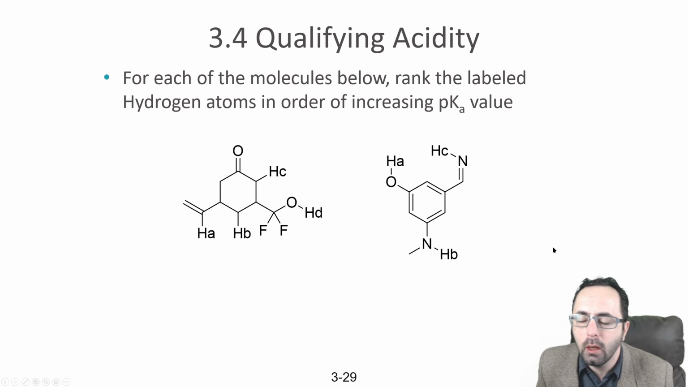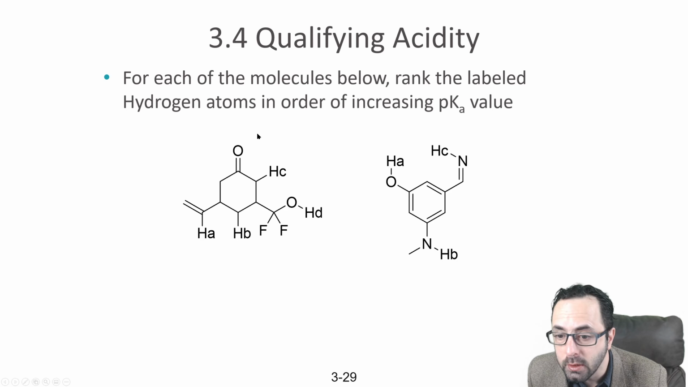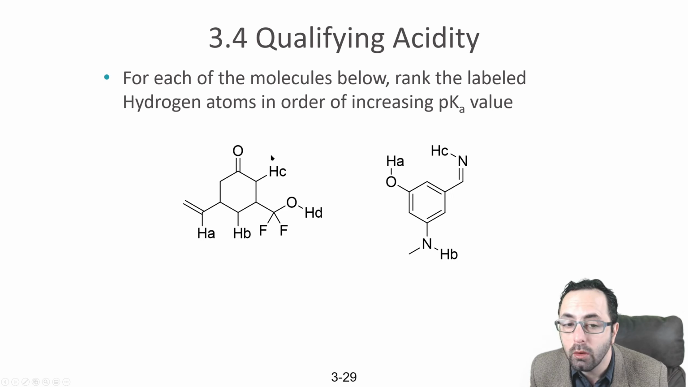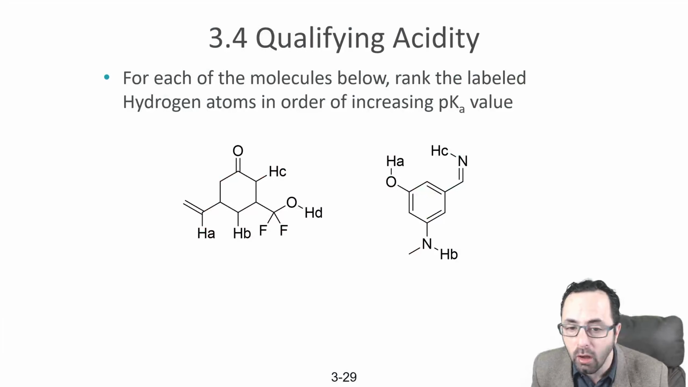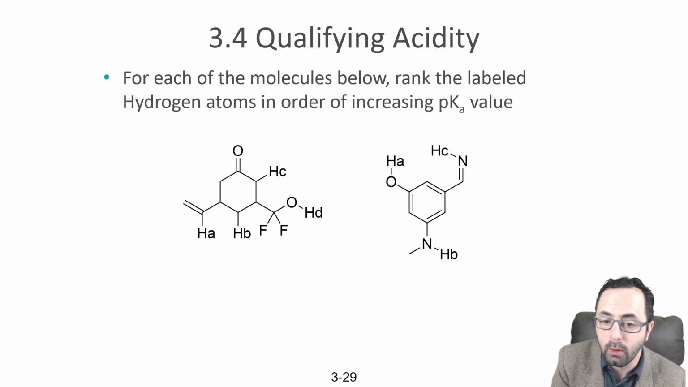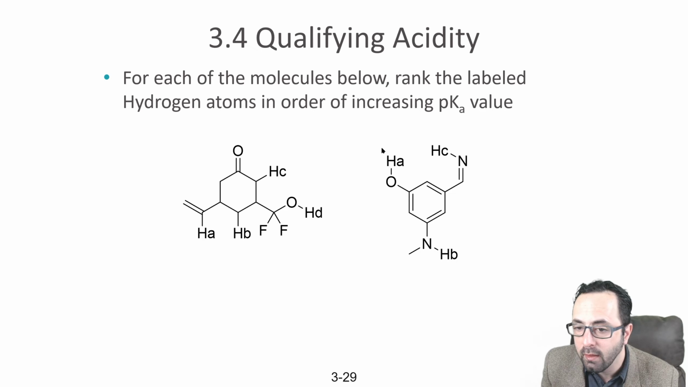Okay, so here we have a question where we're meant to use ARIO to indicate the relative acidities of each of these protons here. So we have HA, HB, HC, and HD labeled here.